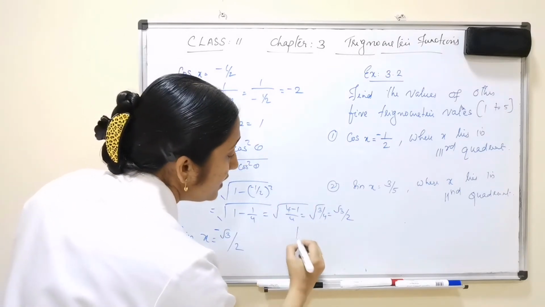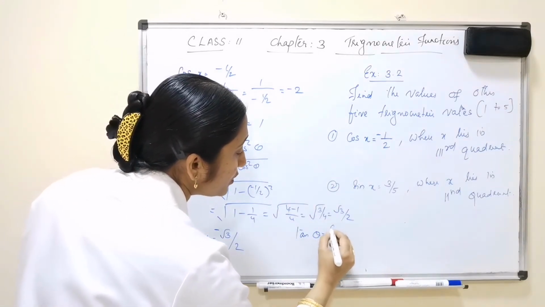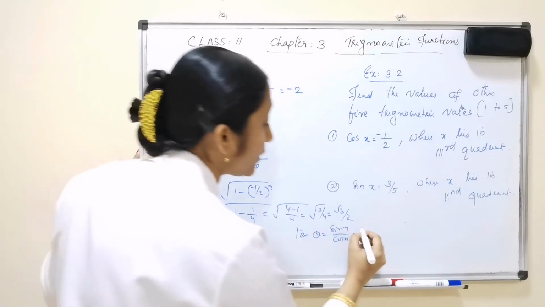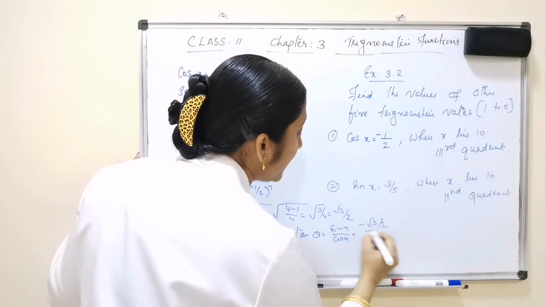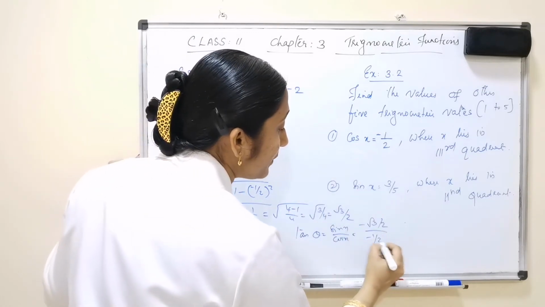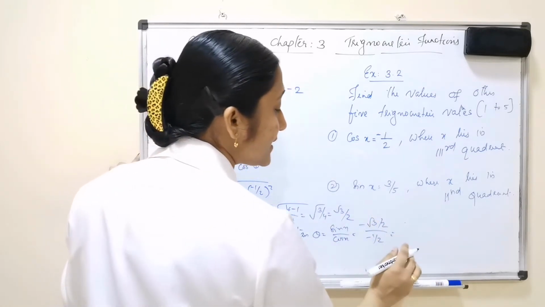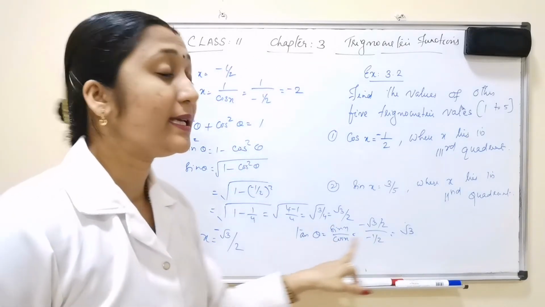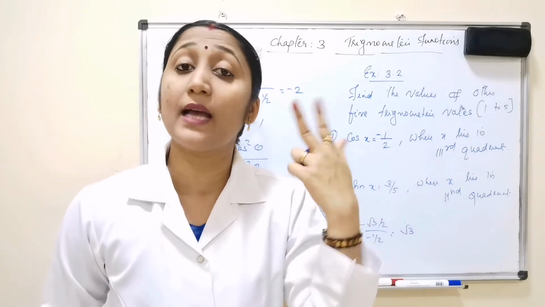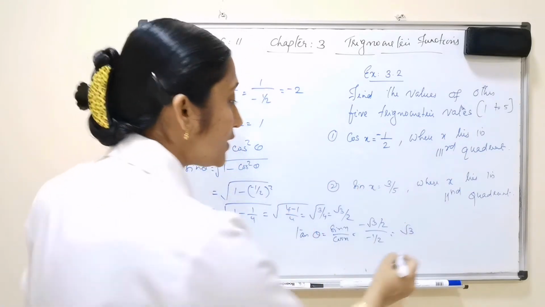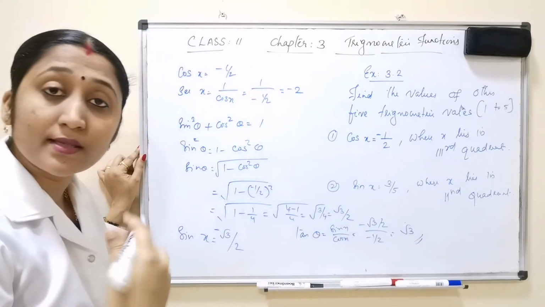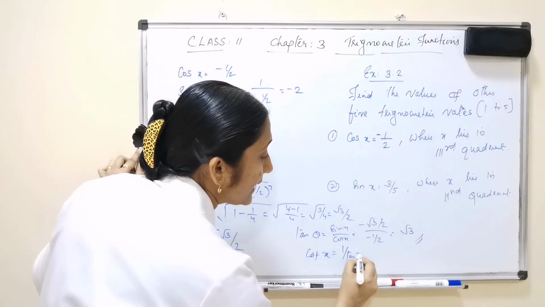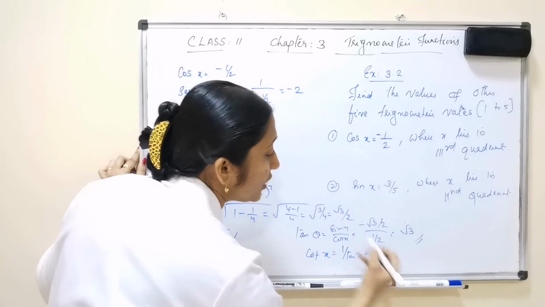So what is tan? Tan theta is equal to sine x by cos x. Sine x is minus root 3 by 2, divided by minus 1 by 2. The 2 cancels and minus minus cancels, so root 3 is the answer. Here tan theta is positive because it is in the third quadrant. Now that we have tan, what is cot? Cot is very simple. Cot x equal to 1 by tan x, which is 1 by root 3.